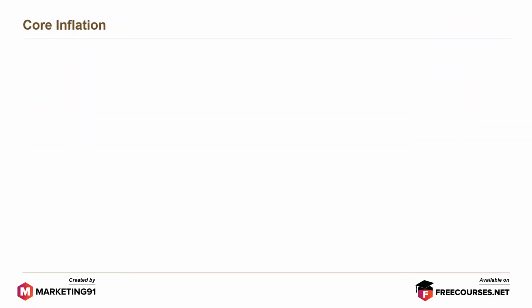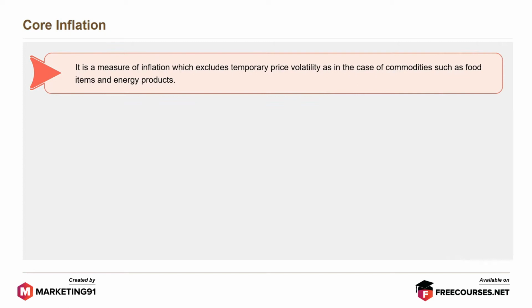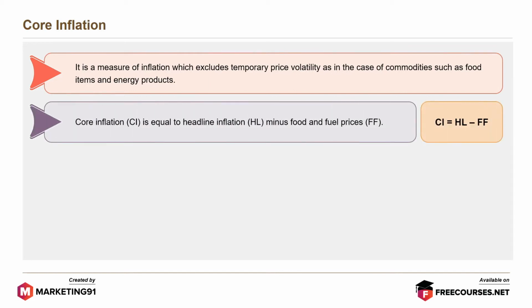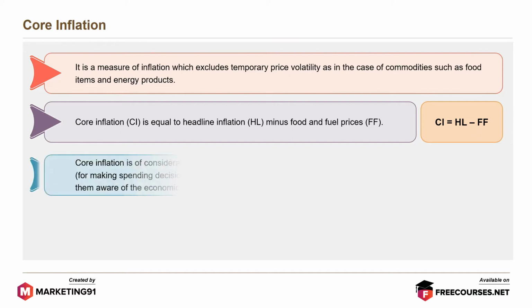Next is core inflation. It is a measure of inflation which excludes temporary price volatility, as in the case of commodities such as food items and energy products. Core inflation, CI, is equal to headline inflation, HL, minus food and fuel prices, FF. That is, CI equals HL minus FF.